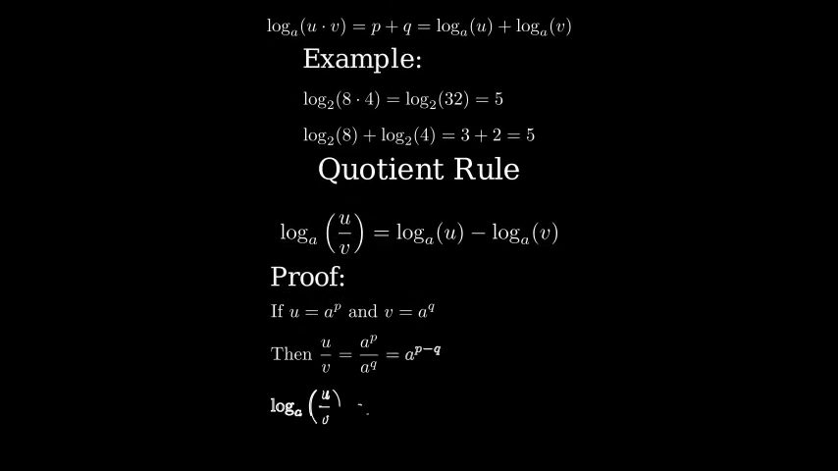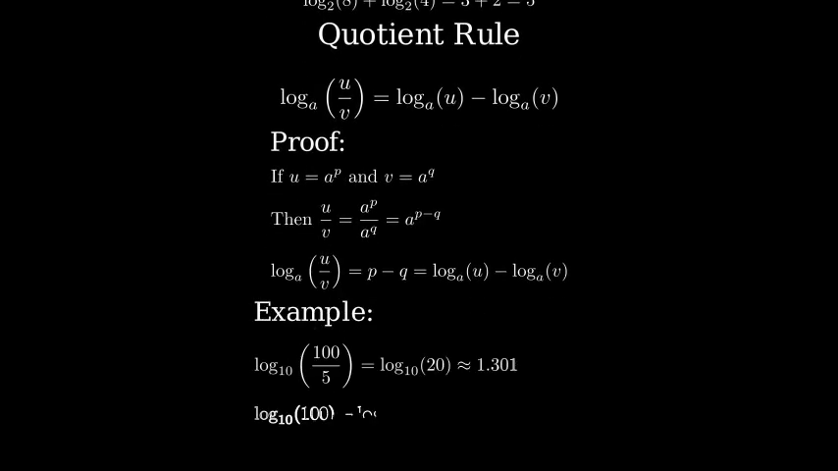The proof is similar to the product rule. If u equals a raised to p and v equals a raised to q, then u divided by v equals a raised to p divided by a raised to q, which equals a raised to the power of p minus q. Taking the logarithm of both sides, we get log base a of u divided by v equals p minus q, which is log base a of u minus log base a of v.